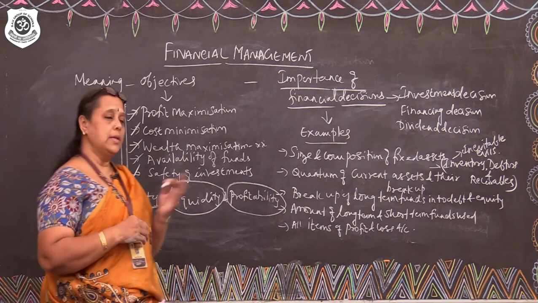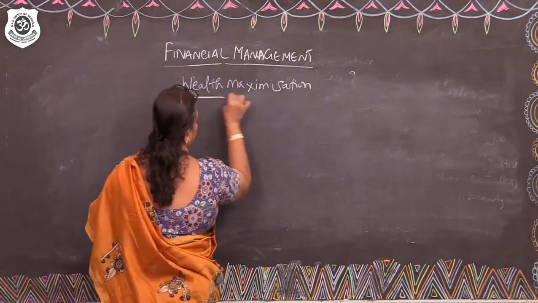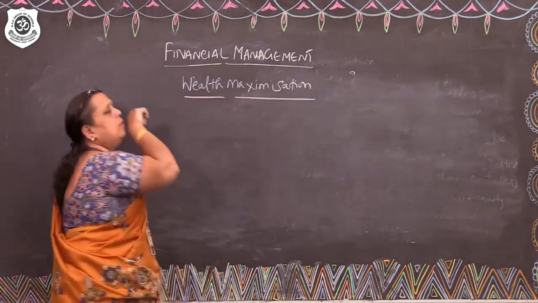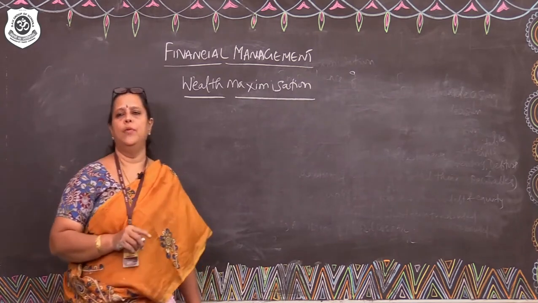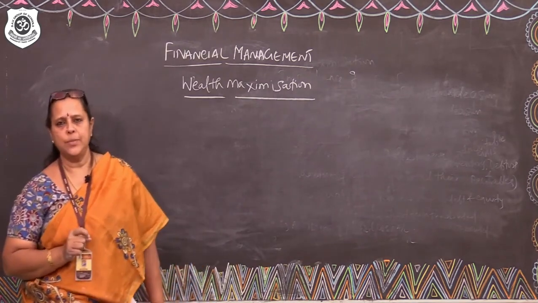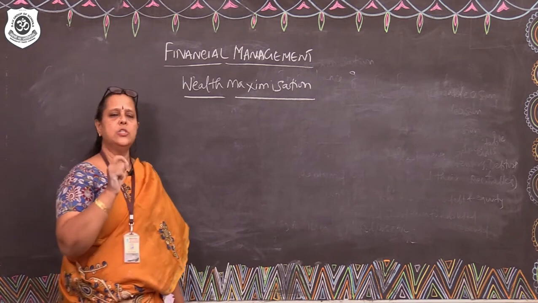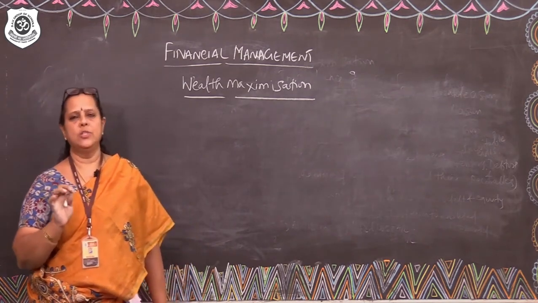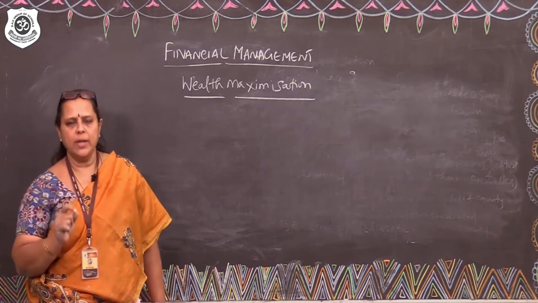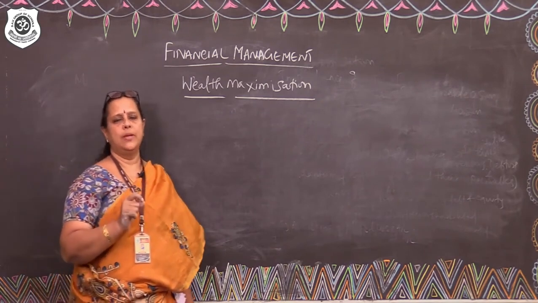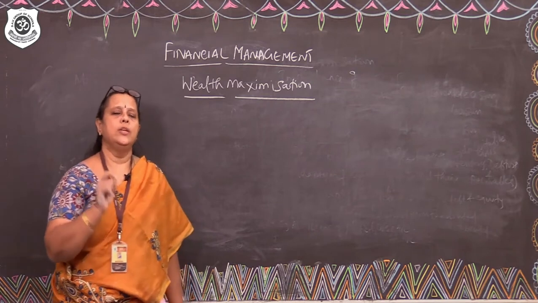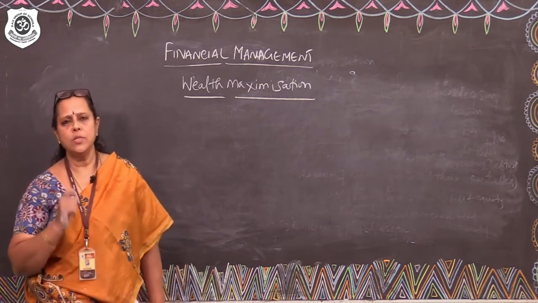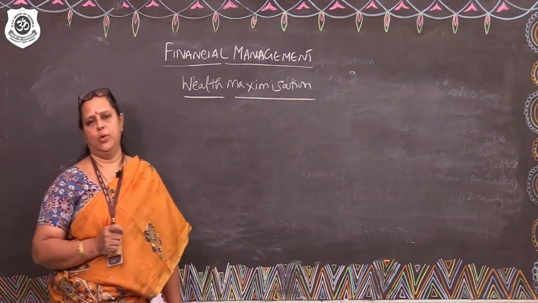Now, we are going to go to the next topic, the very important topic called wealth maximization. The concept of wealth maximization says, of all the decisions to be taken by the finance manager, the most important decision is to check how much return on investment can be provided to the equity shareholders. Why is so much importance given to the equity shareholders?